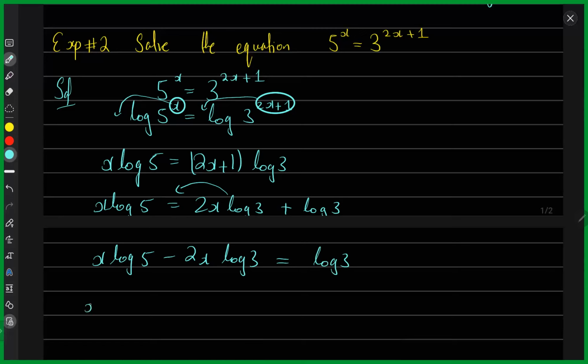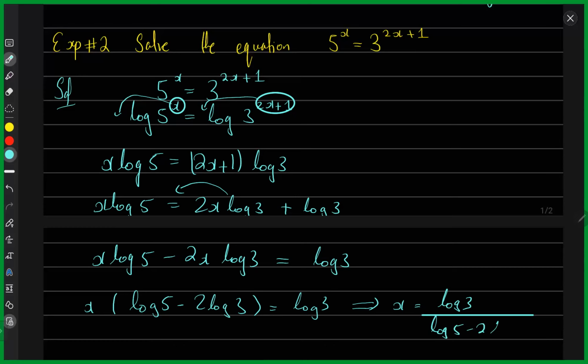Now I can take x common so I can make x the subject. And now I would have x times log 5 minus 2 log 3 equals log 3. Now if this comes in a paper where a calculator is allowed, you can certainly just simplify it and find the answer. So we are going to simplify it. It would become x equals log 3 divided by log 5 minus 2 log 3.